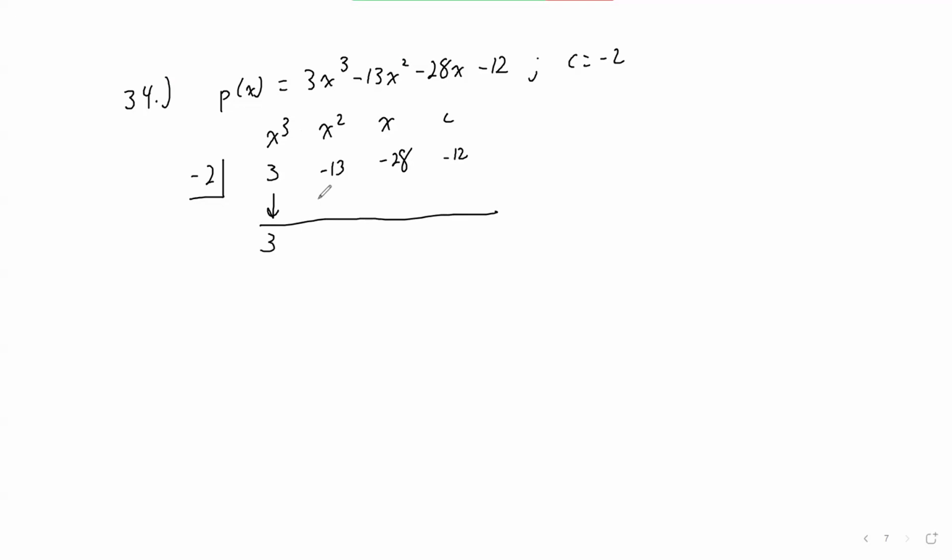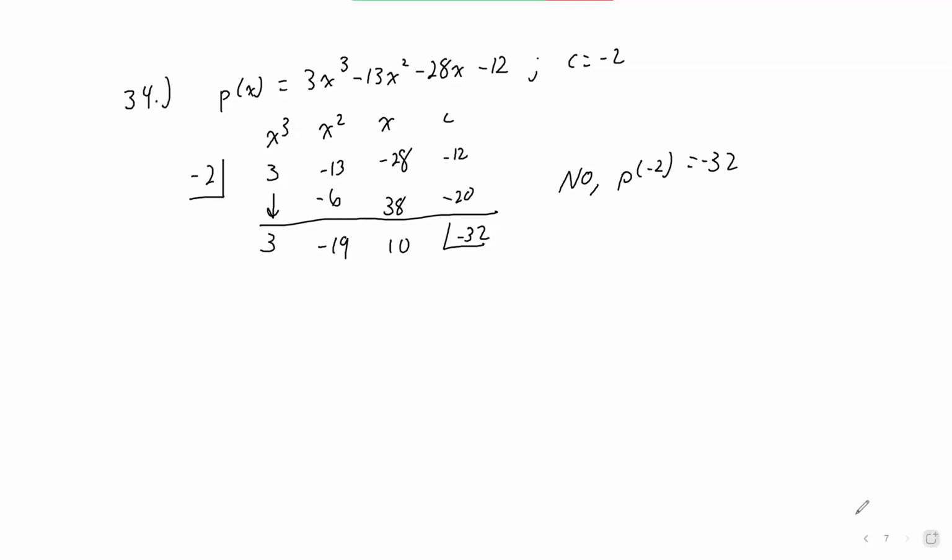So negative 2 times 3 is negative 6. Negative 13 plus negative 6 is negative 19. Negative 2 times negative 19 is 38. And then negative 28 plus 38 is 10. Negative 2 times 10 is negative 20. Negative 12 plus negative 20 is negative 32. So this would be a no, and the answer would be P of negative 2 equals negative 32. All right, and that's it.